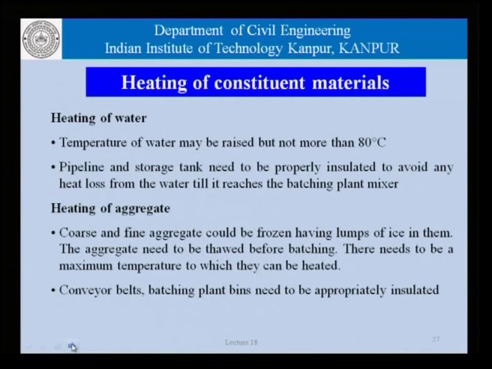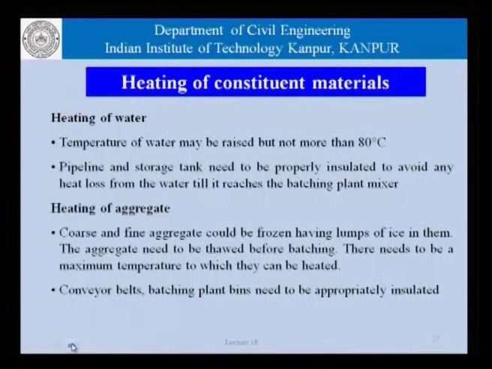One of the methods that is often used in cold weather concreting is to heat the constituent materials. Constituent materials means water. So the temperature of water may be raised but not more than about 80 degrees centigrade. The pipeline and the storage tank that hold the water obviously then need to be properly insulated to avoid any heat loss from the water till it reaches the batching plant. If the heating of water is not sufficient, then we may also need to resort to heating of aggregate, the fine aggregate and the coarse aggregate.